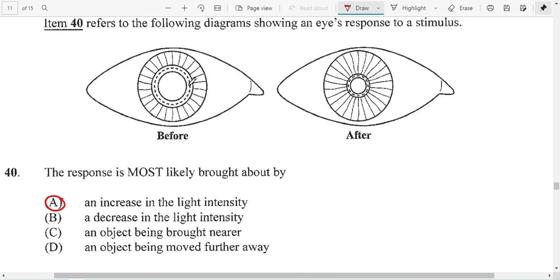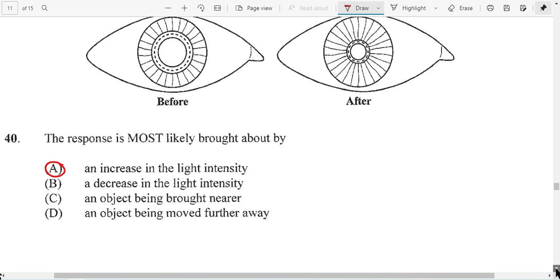The response is most likely brought about by an increase in light intensity. So as the light intensity increases, the size of the pupil will decrease. So as the light intensity increases, the pupil that was big before is going to become small.